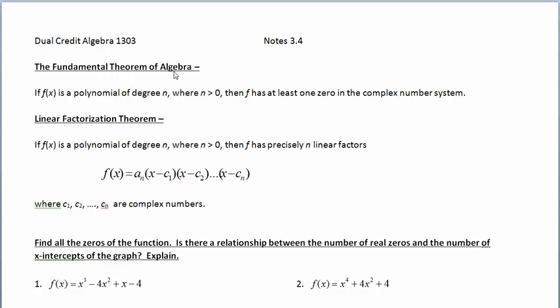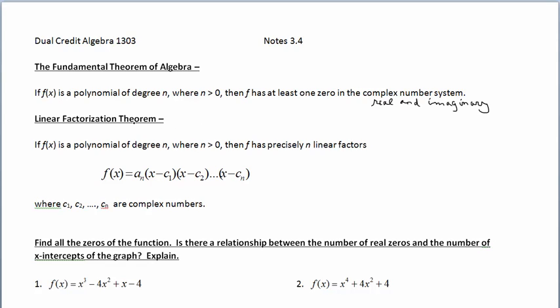The fundamental theorem of algebra must be pretty important. It says if a function has a polynomial of degree n, remember n is the exponent, where n is a number greater than 0, then the function has to have at least one 0 in the complex number system. Okay. As a reminder, the complex number system involves all real and imaginary numbers. So the 0 doesn't have to be real, it could be imaginary, but we have to have at least one.